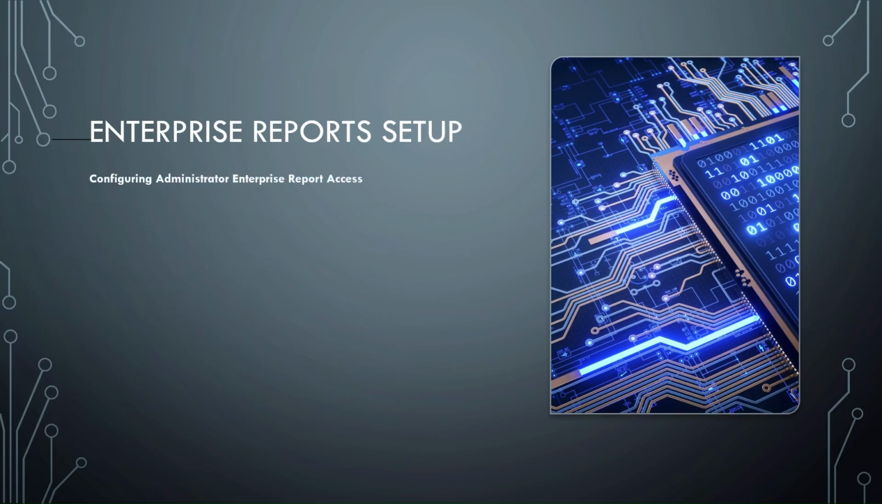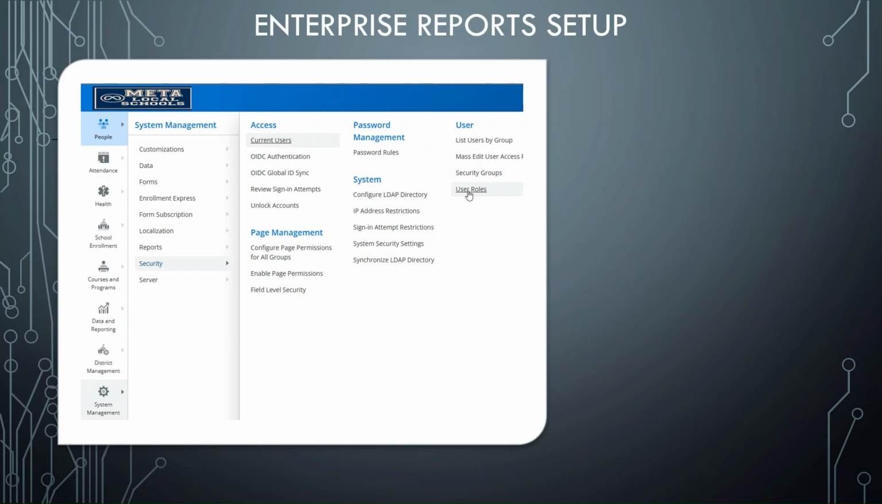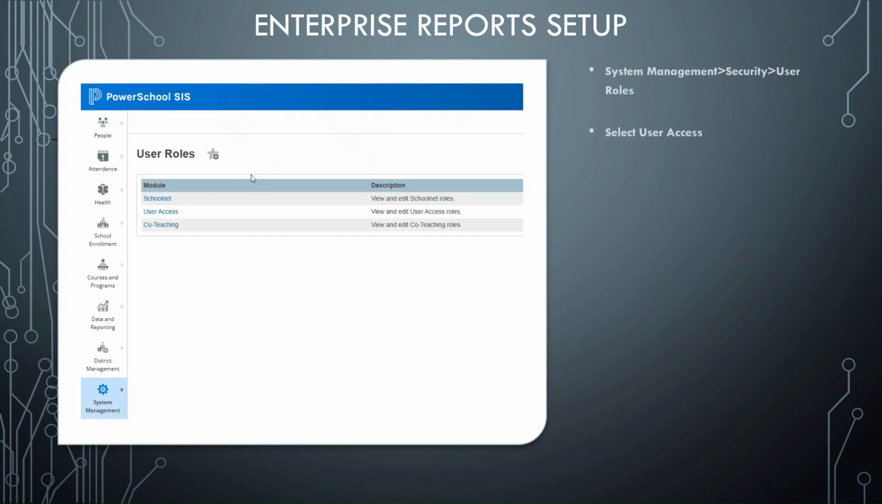Let's start with the steps you'd want to take to enable Administrator Enterprise Report access. First, from the District Start page, navigate to System Management, Security, User Roles. On the User Roles screen, select User Access.